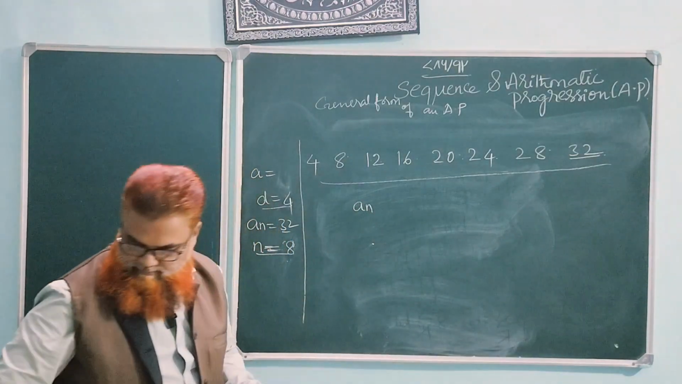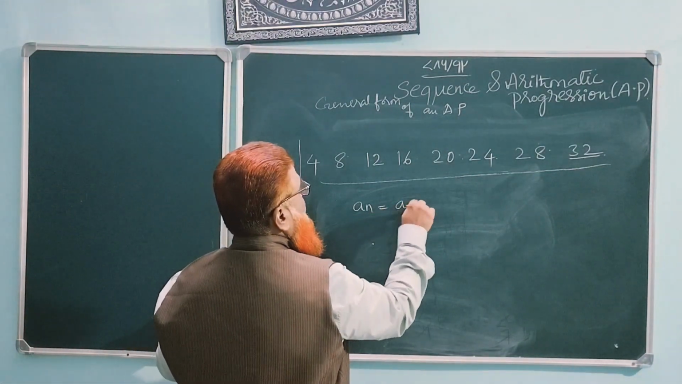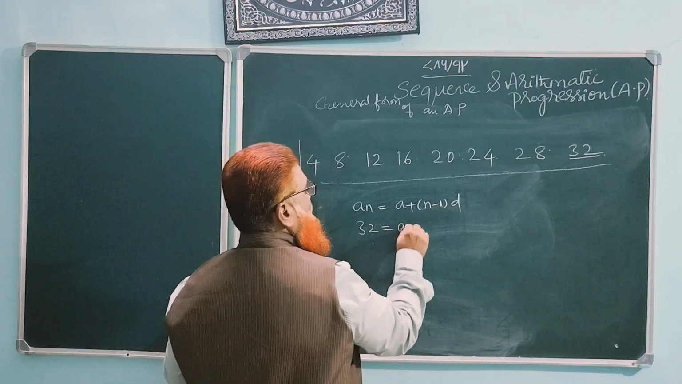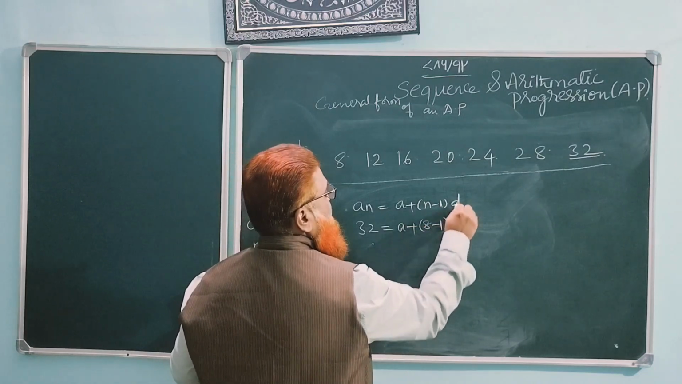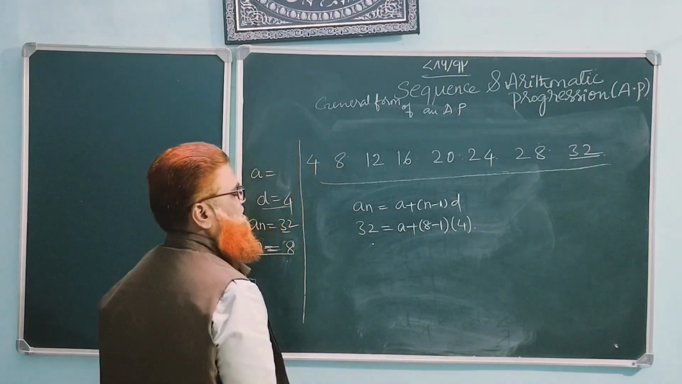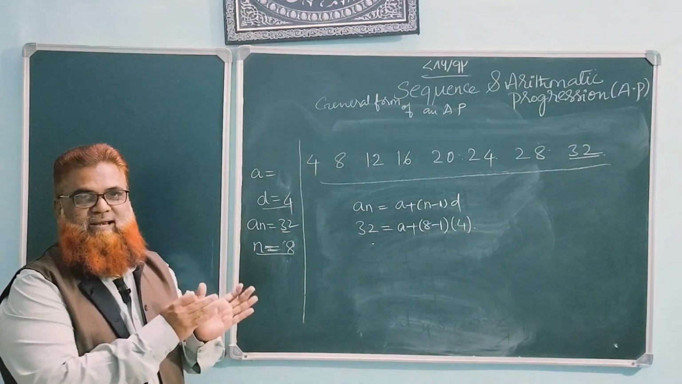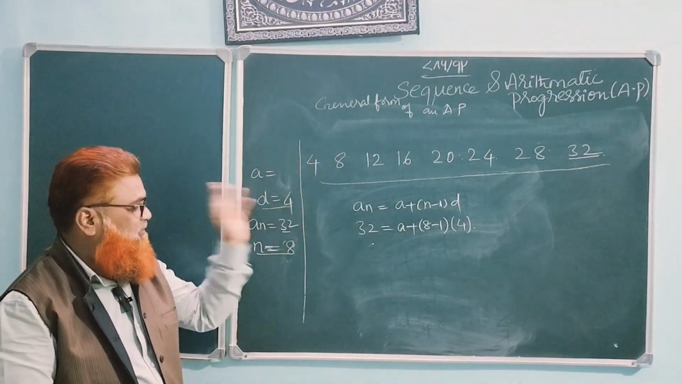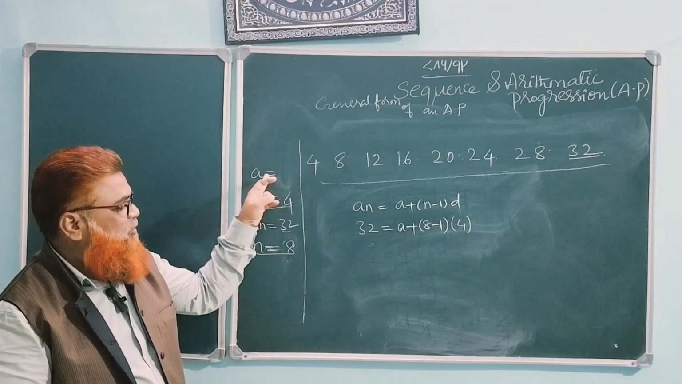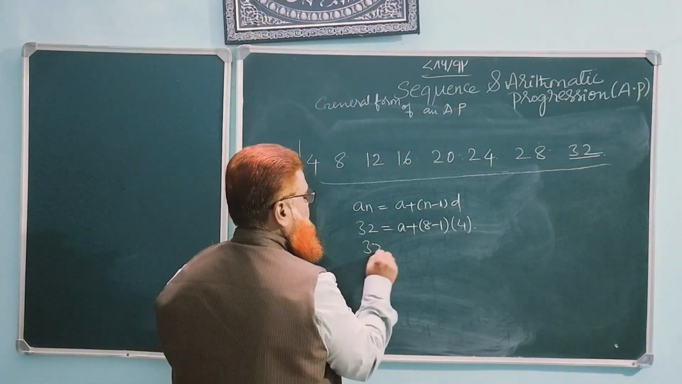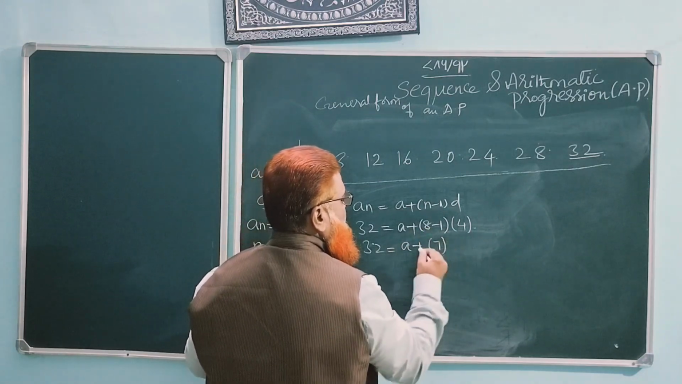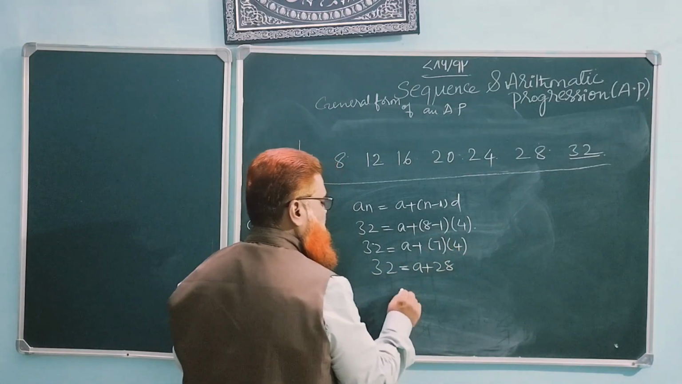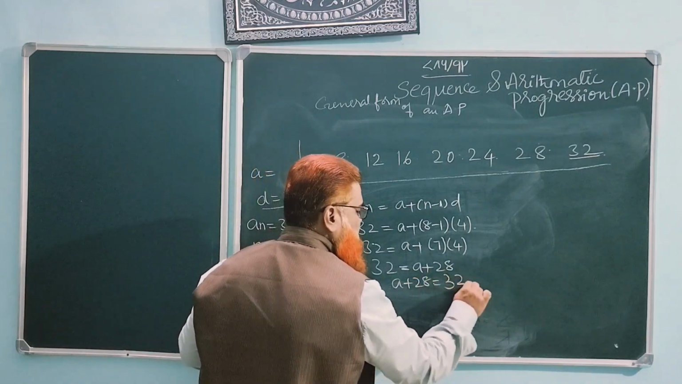An is equal to a plus n minus 1 into d. An is 32. A we don't know. N we know is 8. And this is 4. First, by missing out n, we found the n. Then next, we found the difference of the AP, 4. Now, thirdly, we are finding the first term. 32 is equal to a plus 8 minus 1, how much is it? 7 into 4. 32 is equal to a plus 28, or a plus 28 is equal to 32.